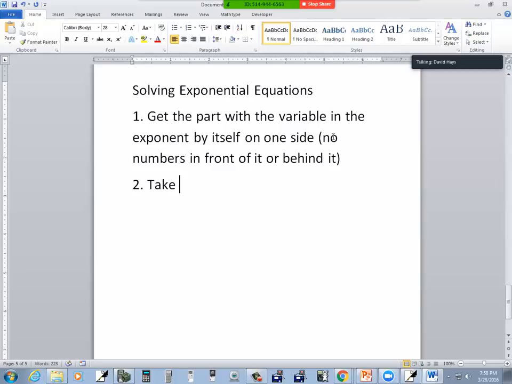Step 2, take natural log of both sides. Now natural log, this is trivia, but natural log is a log with base equal to e. So when you see that ln, that's natural log. It's from the French, log naturel, and that's where you have base equal to e.